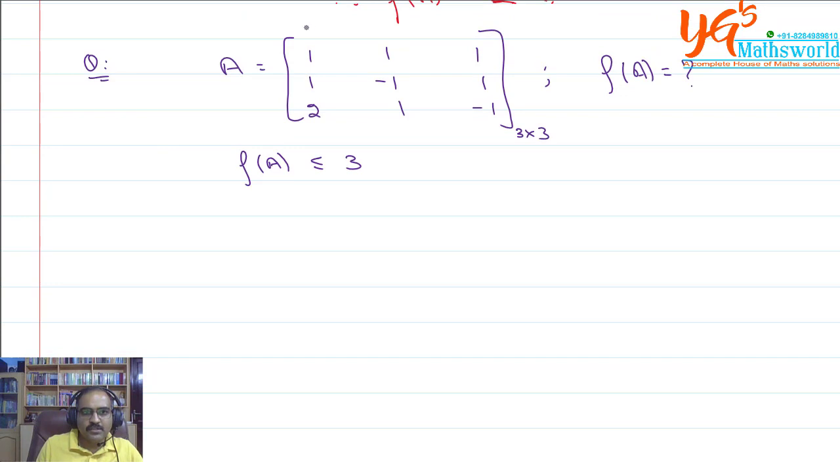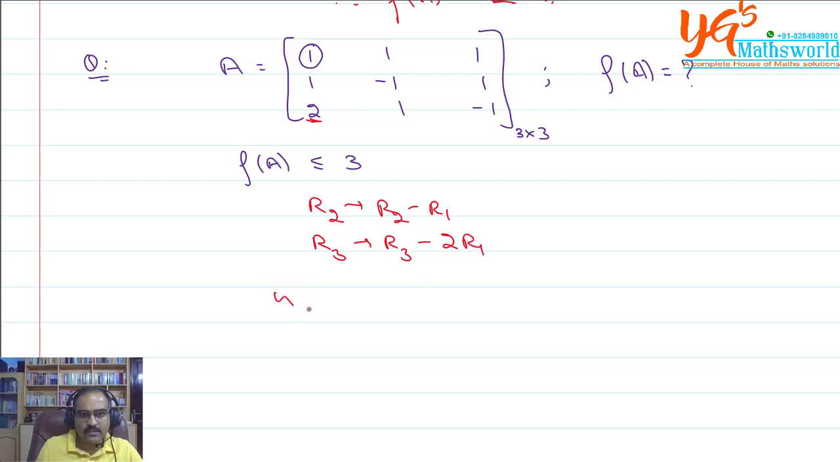Now the very first step should be to make this as 1. Here it is already 1, so the operation will be on R2, that is R2 minus R1, and the operation on R3, that is R3 minus 2 into R1. Okay, now the first row remains as it is. 1 minus 1, 0, minus 1 and again minus 1, minus 2, 1 minus 1, 0, 2 minus 2, 0, 1 minus 2, minus 1, minus 1 and minus 2, minus 3.